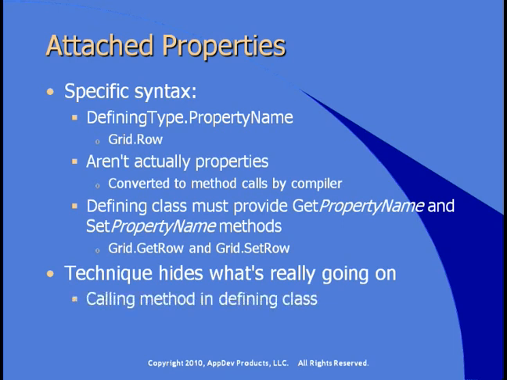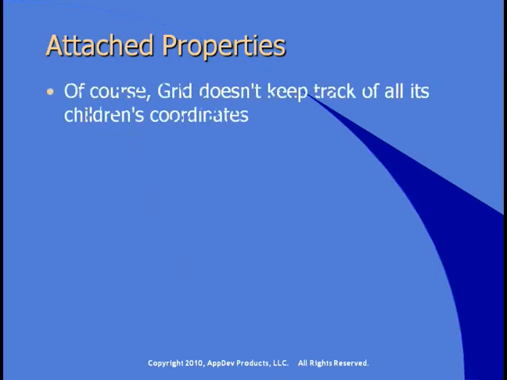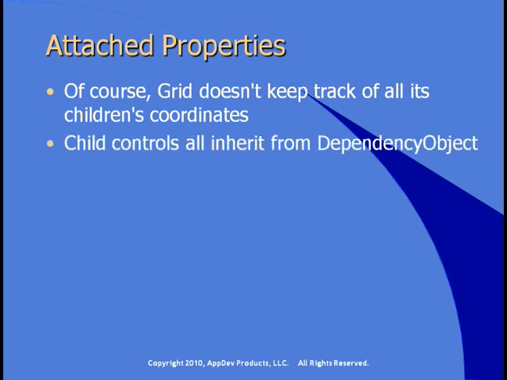This technique hides what's really going on. You're calling a method in the defining class when you use the grid.row or grid.column property. Does the grid keep track of all of its children's coordinates? Of course, the grid doesn't have any data structure that keeps track of all of the children's coordinates. That'd be silly. The child controls all inherit from dependency object. I'm getting to the point here, really.